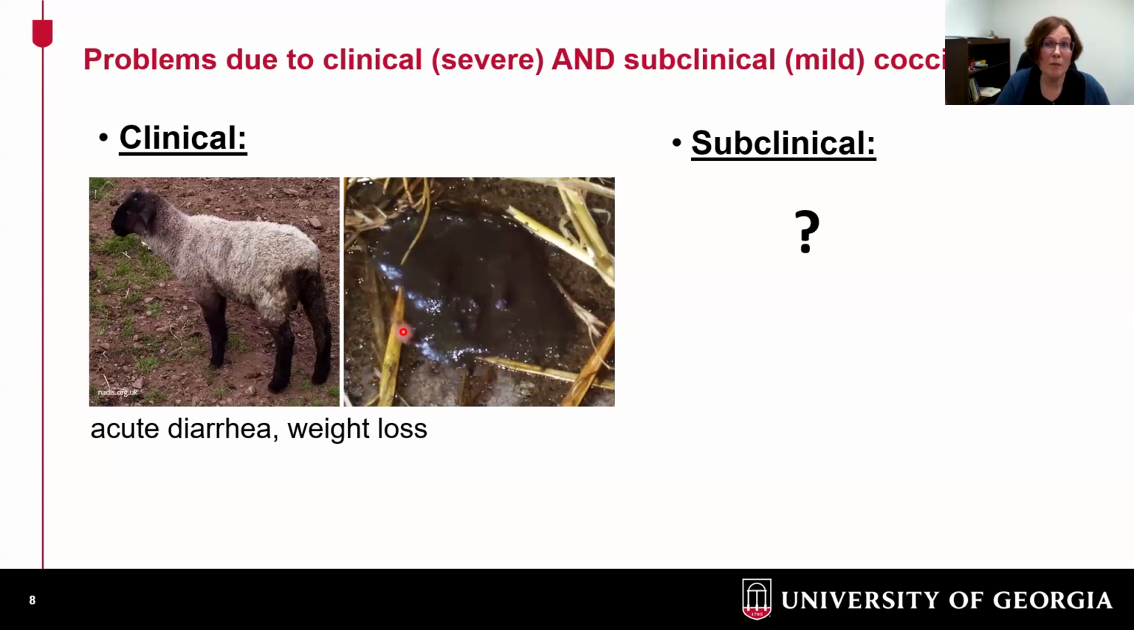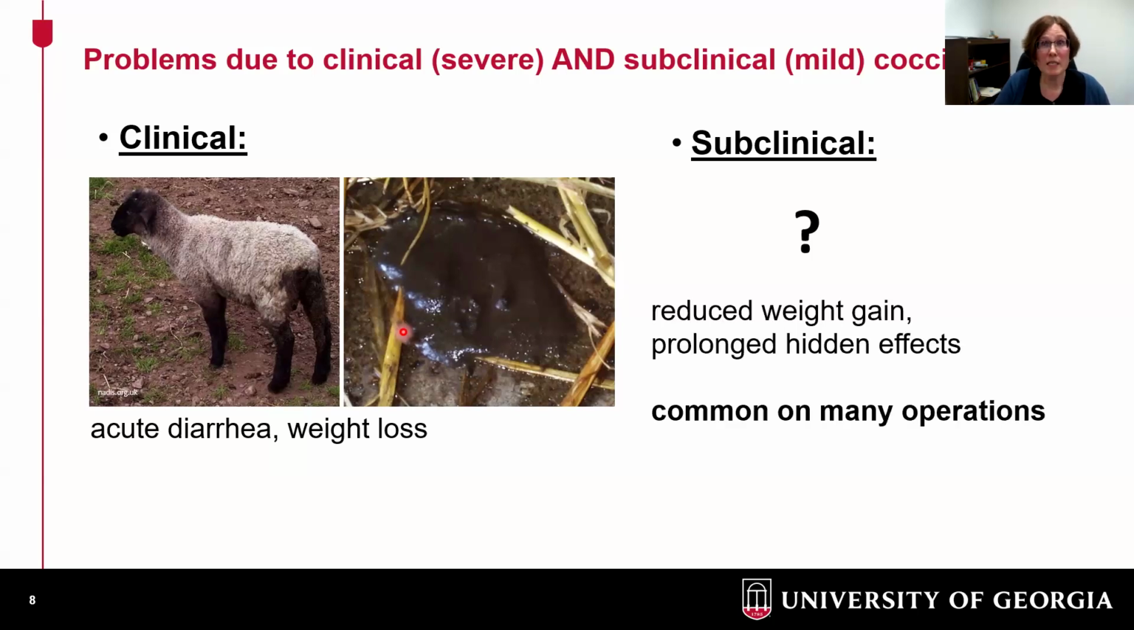For subclinical or mild coccidiosis, a lot of times you have no significant signs. So in the moment where the animals are infected, you cannot tell that they are infected. So usually those go under the radar. But the problem is still, due to the infection, you can see reduced weight gain in a prolonged setting. So if you would monitor them, you would see that they grow slower. And also you would have prolonged hidden effects.